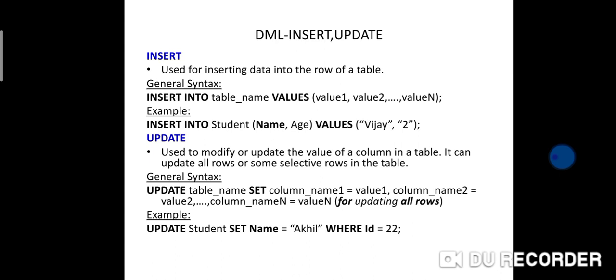Here in the example we use WHERE. The WHERE clause is used to define the specific, particular identity of the rows or columns that should be modified in an easy way. So here we modify the ID 22 for Akhil. So using the WHERE clause, we change the ID 22 for Akhil.